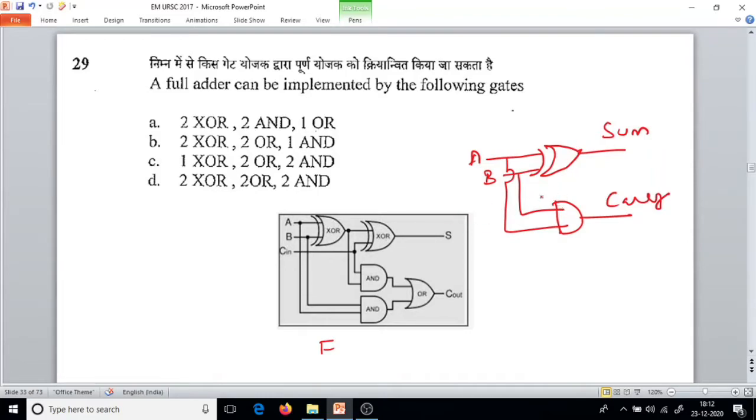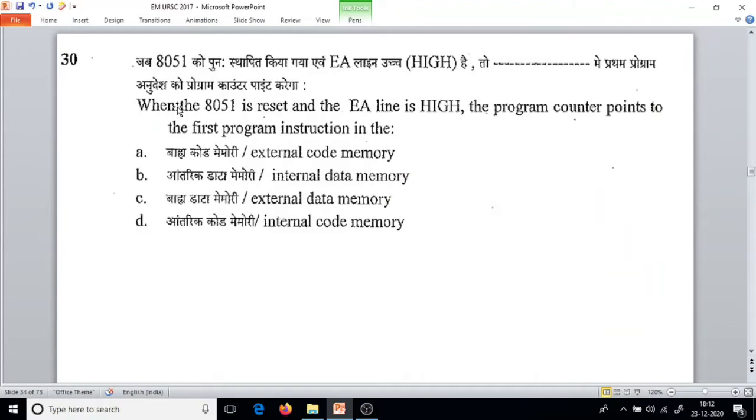Similarly, for a full adder circuit, we can just double it. Two XOR gates, two AND gates. One more OR gate is required to combine the two carries. So this is a full adder diagram. So what is the answer? The answer is two XOR gates, two AND gates and one OR gate. Option A.